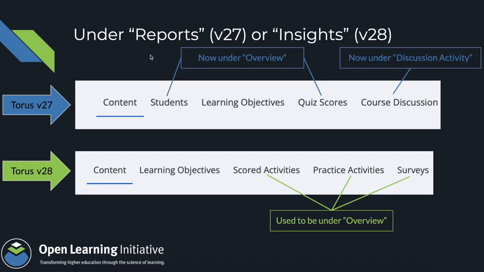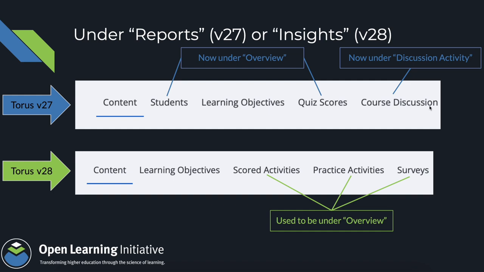And then under the Reports tab, as I had mentioned, these 3 items from the previous slide had been under Overview, but now in Torus version 28, scored activity, practice activity, and survey are now under the Insights tab. And under that second tab, which was called Reports in version 27, we had the student and the quiz scores that we talked about in the last tab. Now those are under Overview.